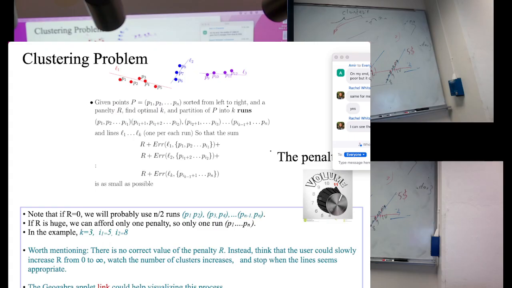If I pick 4 runs, I don't see any benefits in this example, but I need to pay 4 times R. Penalty R times 4, and I don't really decrease the error by much because my lines already almost fit these points.